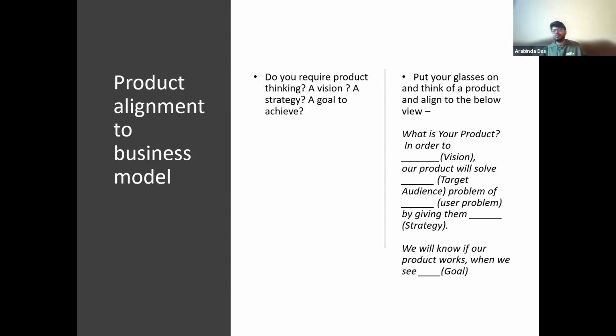this is the target audience, what the problem is, and by giving them what, and what the goals are from that strategy that we are trying to deliver. This is how we can say this is the product and how we can align it to a business model. So first of all, think of the vision of what you are trying to deliver.